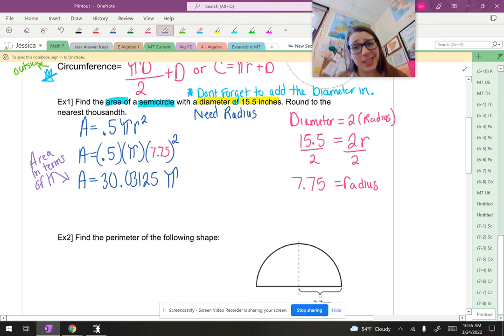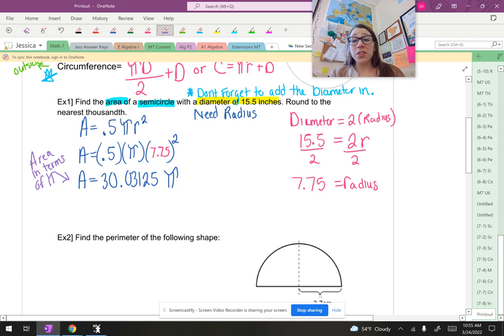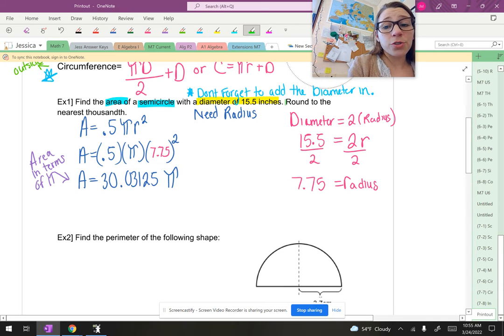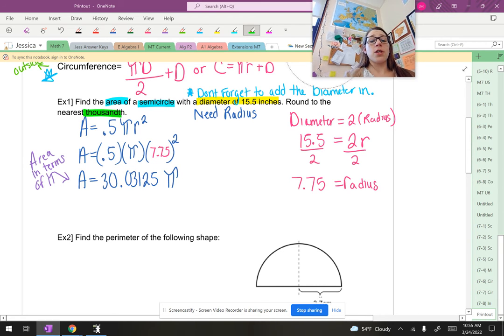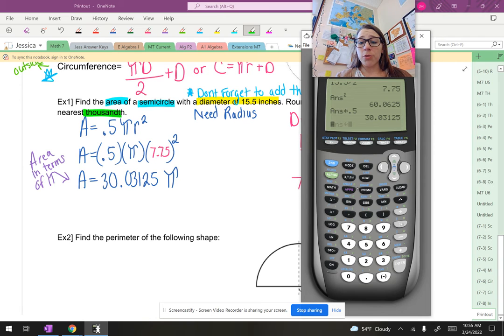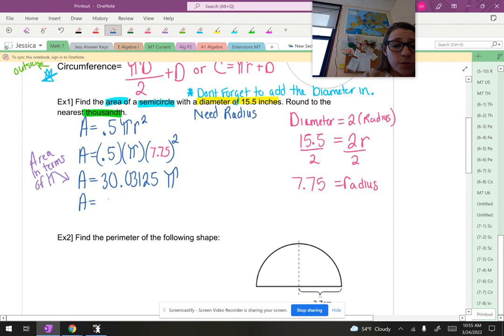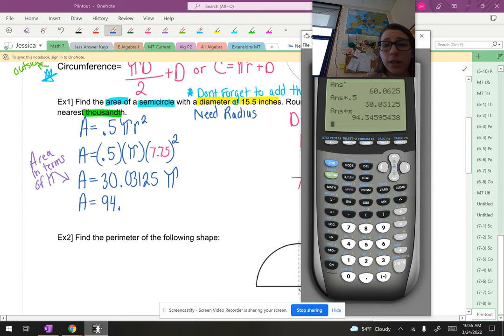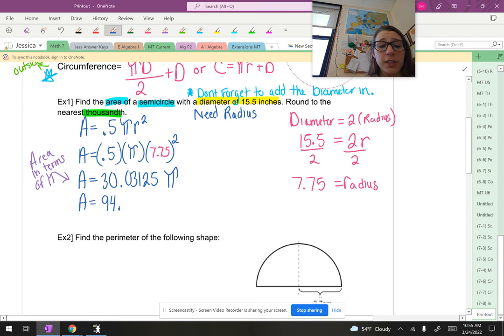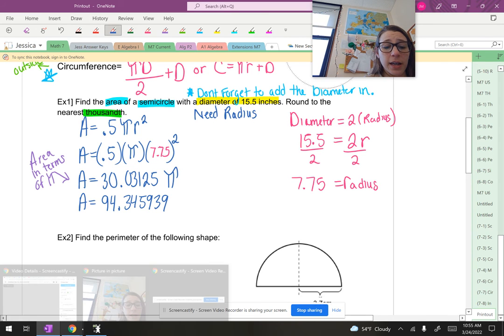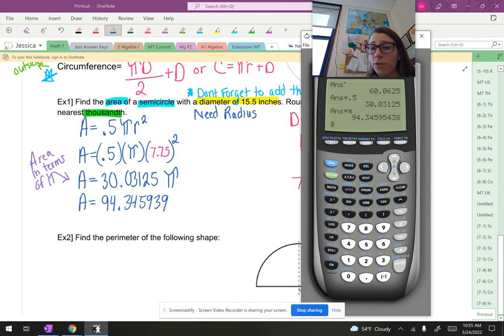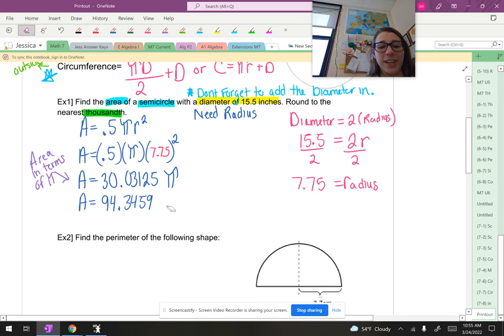But was the question asking me to do it in terms of pi? Nowhere in the directions did it say that. It actually told us to round to the nearest thousandths, which means I do need to take that one more step in my calculator and multiply that by pi, leaving us with an area that is equal to 94.59, 94.59, just kidding, 94.38 instead. 94.38, right?